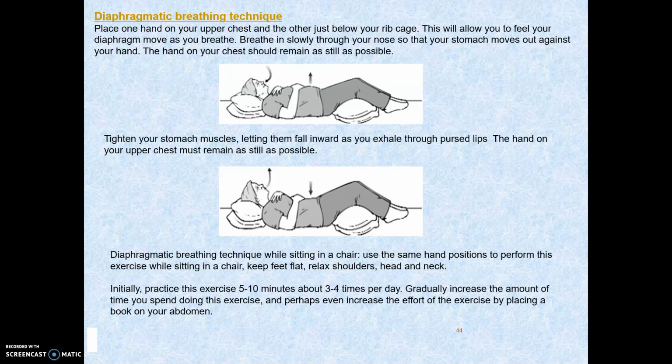The diaphragmatic breathing technique can be done in a chair. You use the same position. Keep the feet flat, relax the shoulders and neck. You need to do this 5 to 10 minutes, about 3 or 4 times a day, and this gradually increases your diaphragmatic breathing. Like I said, those of you who meditate, do yoga, Pilates, anything that involves your core, you can already do this without necessarily using your hands. Okay.